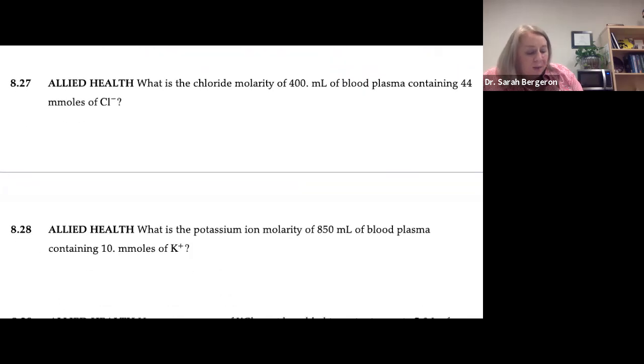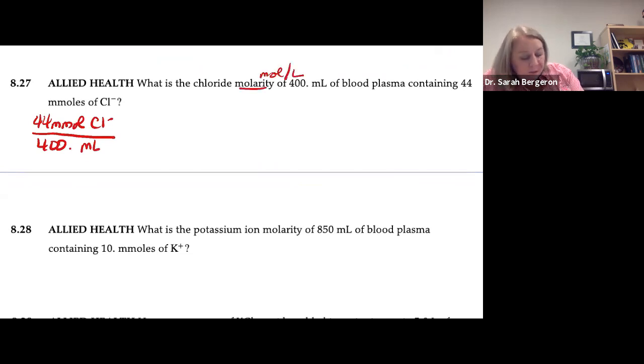All right, 8.27. What is the chloride molarity of a 400 milliliter of blood plasma containing 44 millimoles of Cl-? Okay, what are we starting with? 44 millimoles Cl-. Okay, now, what are we also starting with? A volume, which is 400 milliliters. Okay, now what do we want to get to? We want to get to molarity, which is moles per liter. Okay, so we're going to have to convert a little bit.